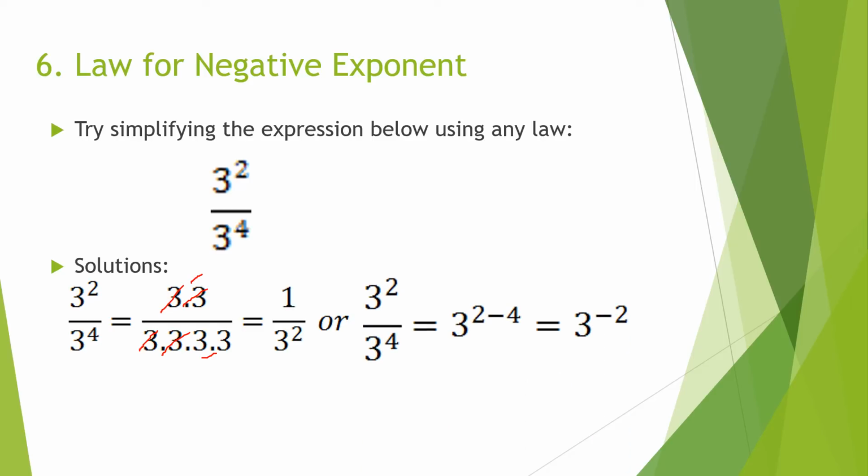And using another method, which is the law for the quotient of a power, we've learned that if the bases are the same, we simply copy the base, which is 3, and then subtract the exponents. So 2 minus 4 is equal to negative 2. From those two solutions, we can say that 1 over 3 squared is actually equivalent to 3 raised to negative 2. So that is actually what the law for negative exponent tells us.